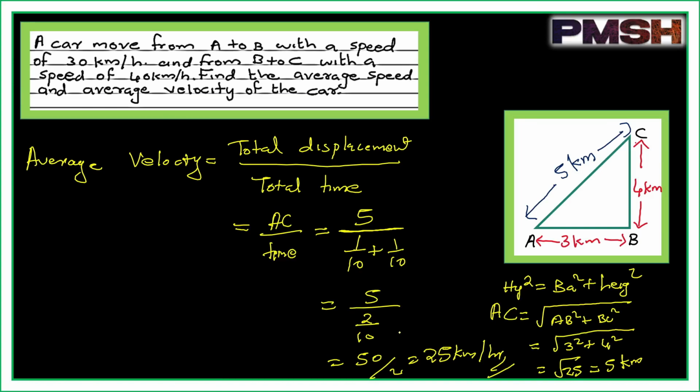This 10 will go up. It will become 5 into 10 divided by 2. Okay, this 10 will go into the numerator. So 5 into 10 divided by 2. That is 50 by 2, which is equal to 25 kilometer per hour. So I hope the question is clear for all.